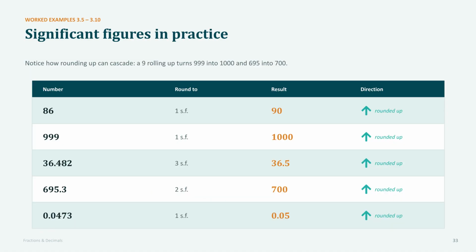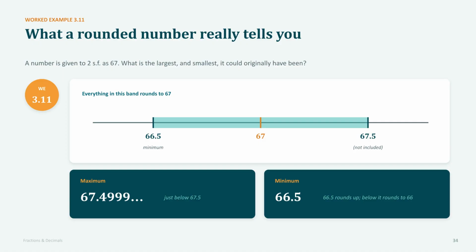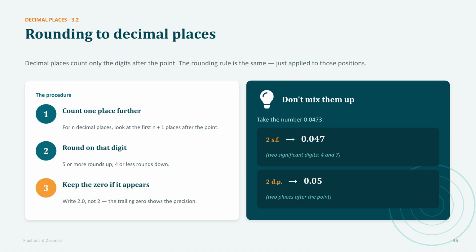Rounding can cascade. For example, rounding 999 to one significant figure turns it into 1000. When digits roll over, ensure you maintain the appropriate scale. Understanding rounding intervals helps determine the original range of a value. A number like 67, rounded to two significant figures, implies an original range from 66.5 up to, but not including, 67.5.